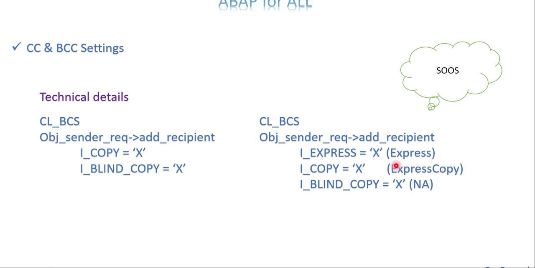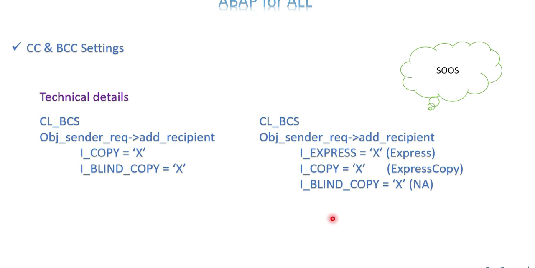If it is a copy, you can mention I_COPY. In the previous video you noticed that if it is an express, then the send attribute is mentioned as express in SOST, as one of the properties. If it is a copy, it is mentioned as express copy. If it is a blind copy, obviously you won't find that particular blind recipient in SOST, because it should not be visible. Even that is not visible in the SOST transaction.